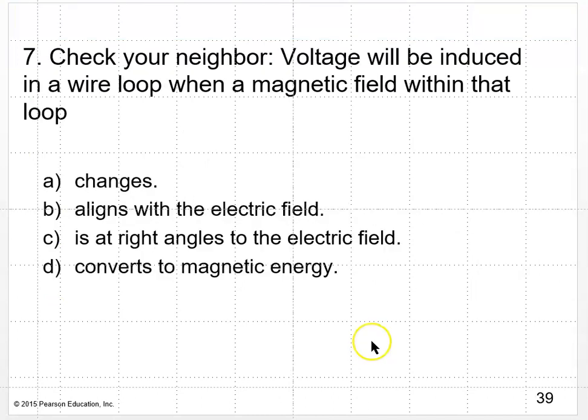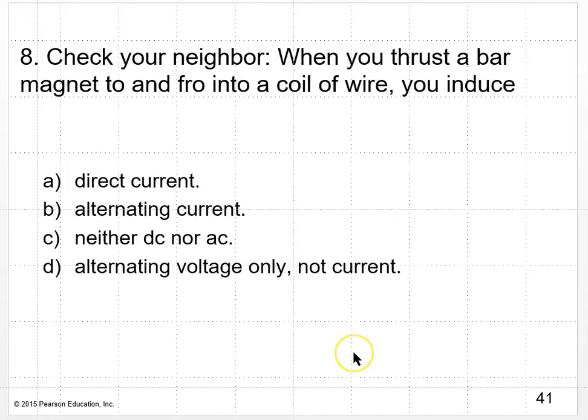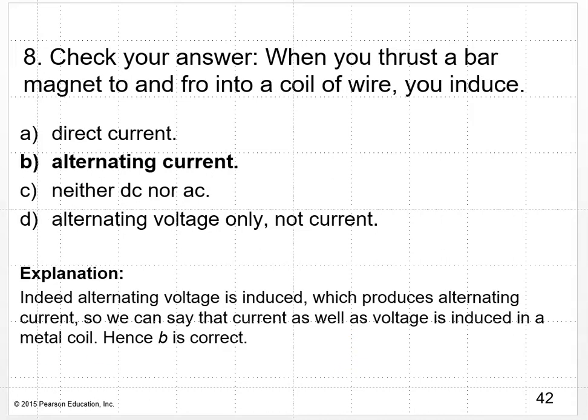Voltage will be induced in a wire loop when the magnetic field within that loop changes. When you thrust a bar magnet to and fro in a coil of wire, you are making AC, which is an alternating voltage, which if it's a conducting loop, will produce an alternating current.